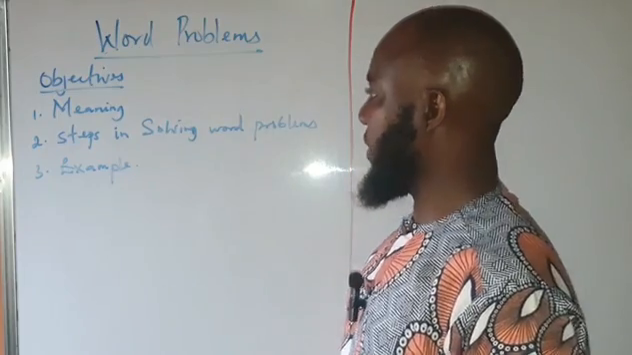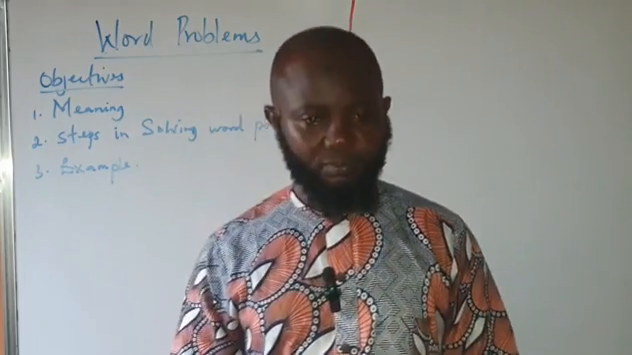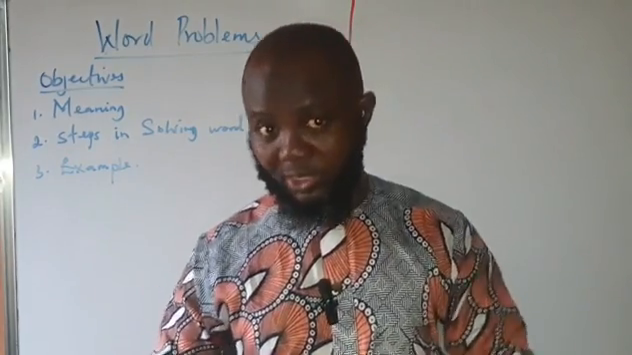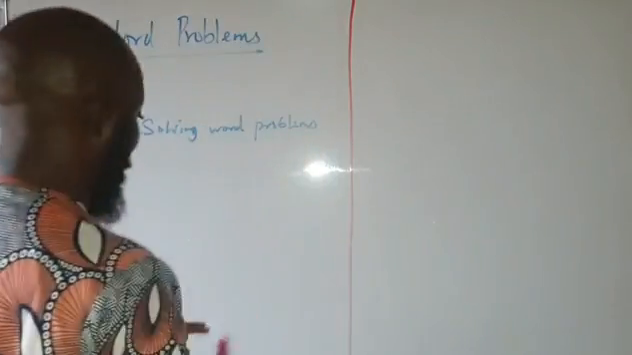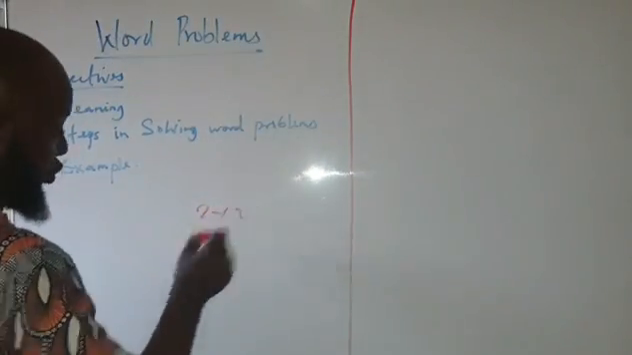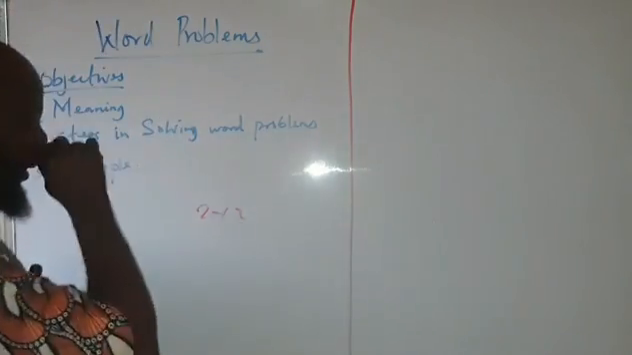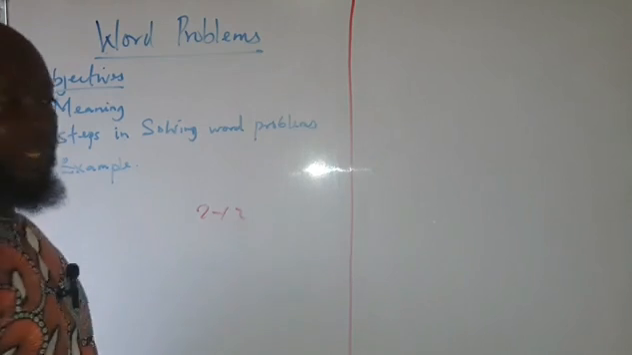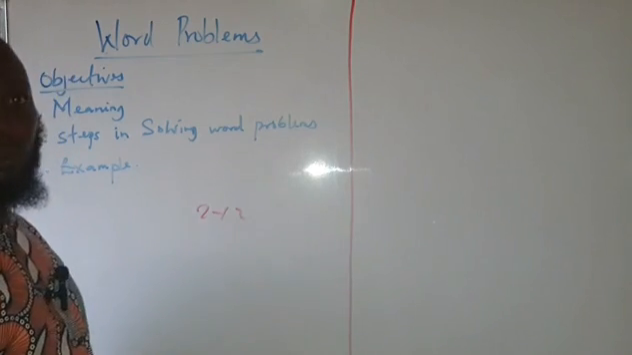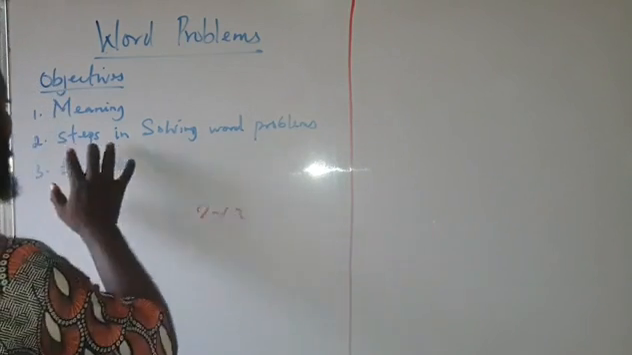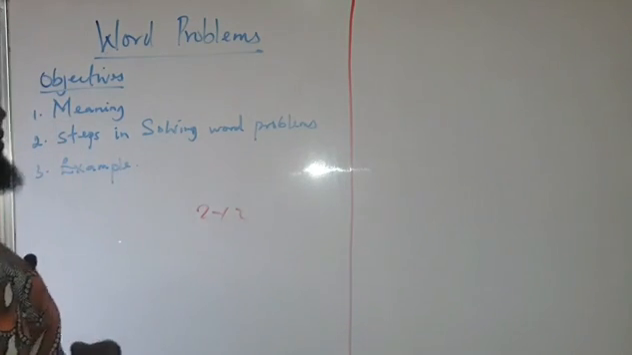Then we look at steps involved. When you see a question that is in words, instead of us writing 2 multiplied by 2, no, it will not come in this form. It will be written in words. So how do you explain that? How do you demystify that? How do you solve that problem? That is the steps involved. So let's look at the steps involved.